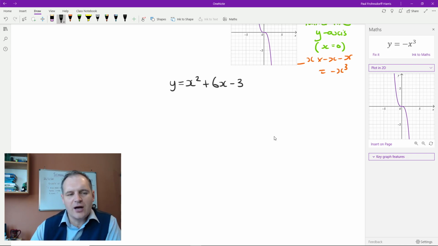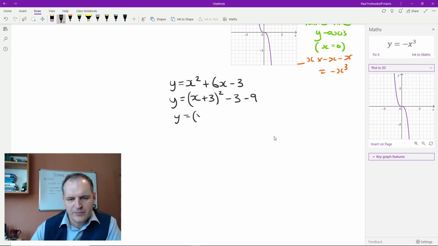We should have already learned, or some of you will already know, about completing the square. If I quickly do that, I look at the middle amount of x, 6x, and make it x plus 3 all squared minus 3. And then I take away 9 because it's take away that number squared. So I get y equals x plus 3, and forgive my bad x, but that's what the software wants. Y equals x plus 3 all squared minus 12.